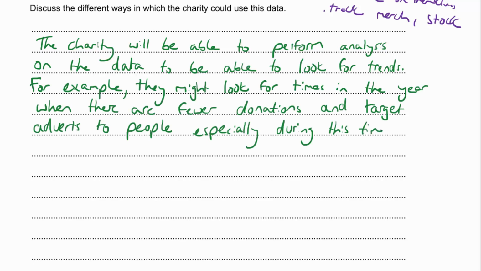So I've just said, for example, they might look for times of the year where there are fewer donations given and target adverts at people, especially during this time, to maybe make up for any lost donations. Could explain that more, but I think that will do for now. I think that makes sense, hopefully.